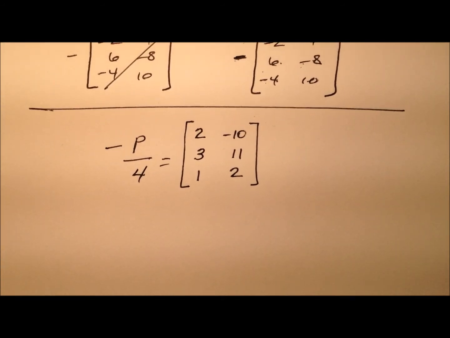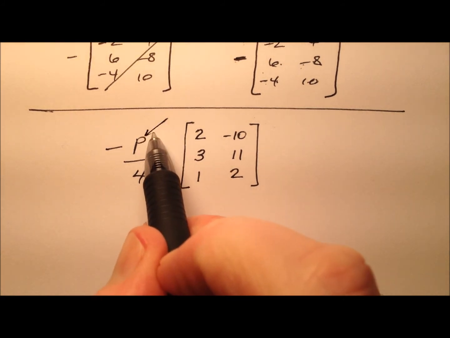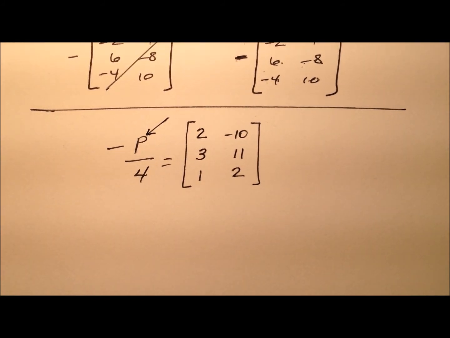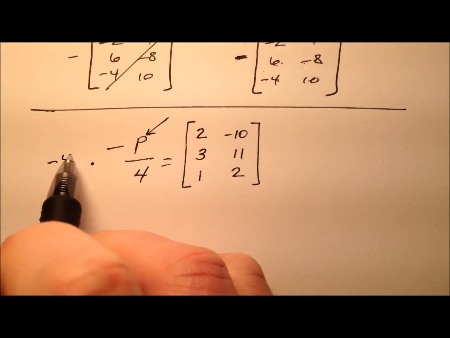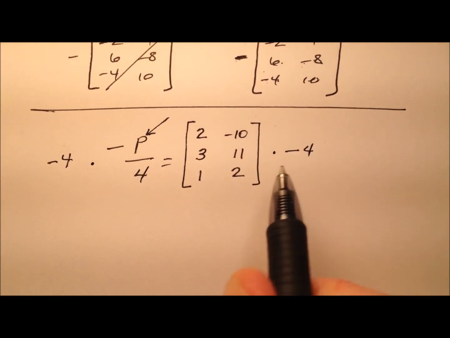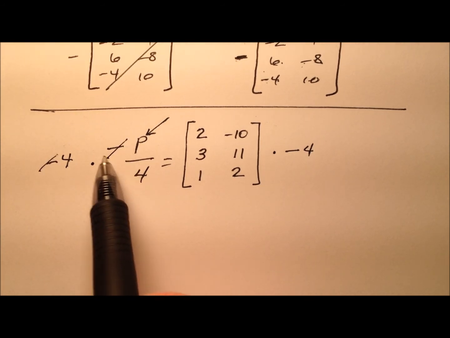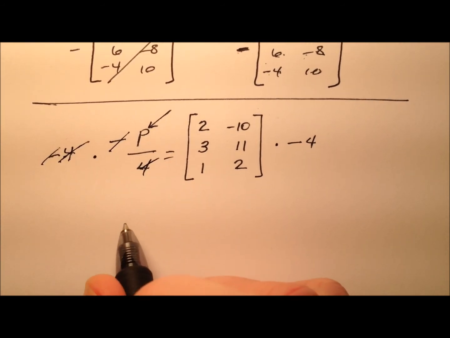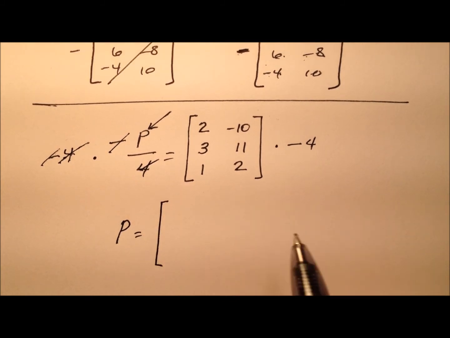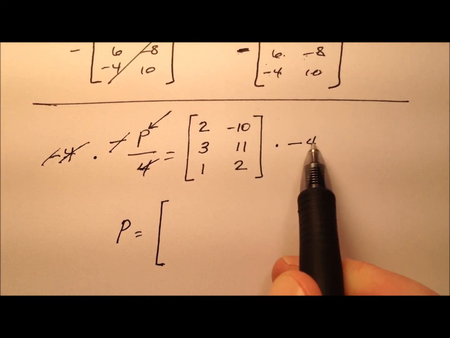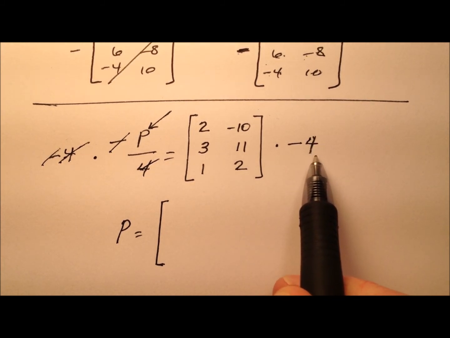Okay, well, it looks like at this point we're almost having our P all by itself. We just need to multiply both sides by -4. So the negative over here will cancel, and the 4 here will cancel, and this P variable will be all by itself, and it's going to equal this 3 by 2. This -4 multiplication that's going to happen on the right side is just going to be a scalar multiplication.